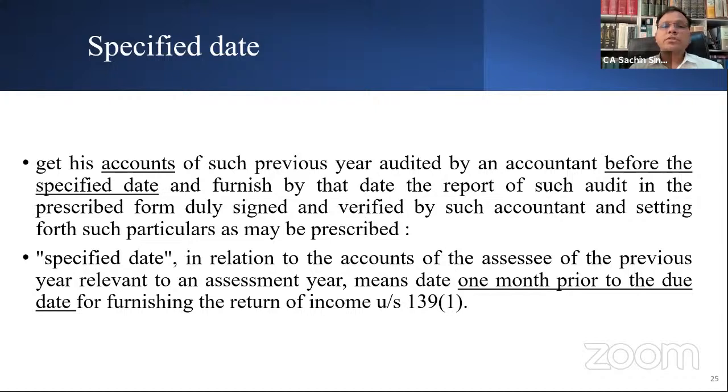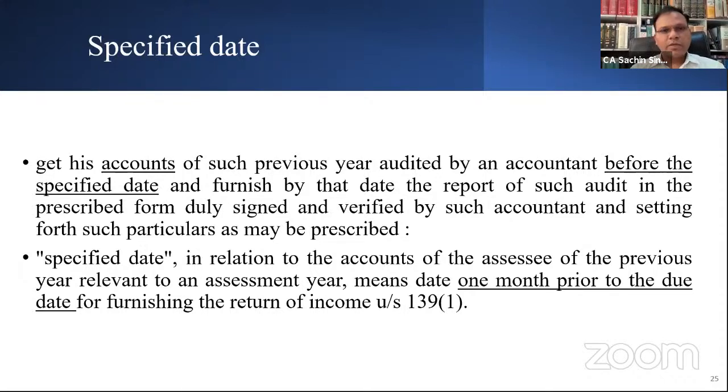So 31st October is the majority, but unfortunately, I don't want to go this time with the majority because the language of the section is before the specified date. So the specified date is 31st October, then before the specified date is 30th October and not 31st October.